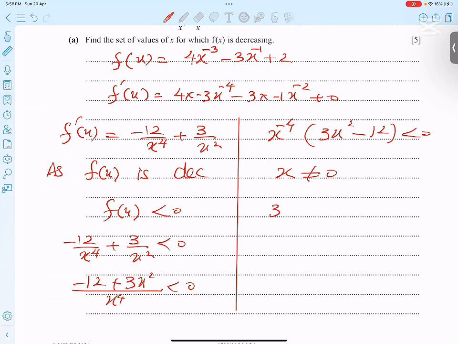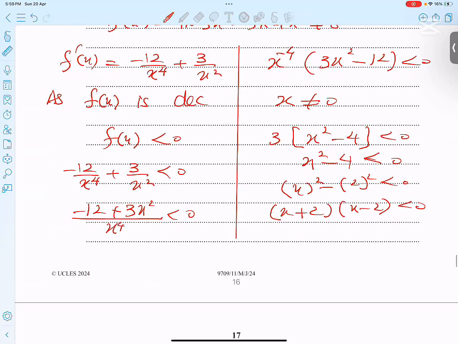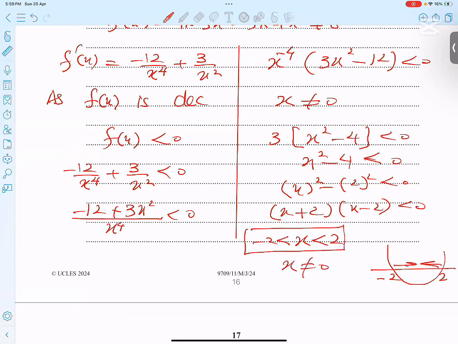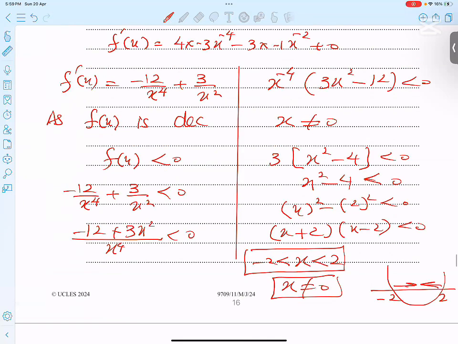Okay, now student, what to do? 3 common. I got x to the power 2 minus 4. The 3 will go under 0 and finish automatically. Okay, this is the square of x minus the square of 2. Now we got x plus 2, x minus 2. Now I make this parabolic graph. There's negative 2, positive 2. Lesser means what? Lesser means inside. And how to write it? Less than 2 and more than negative 2. This is my answer.